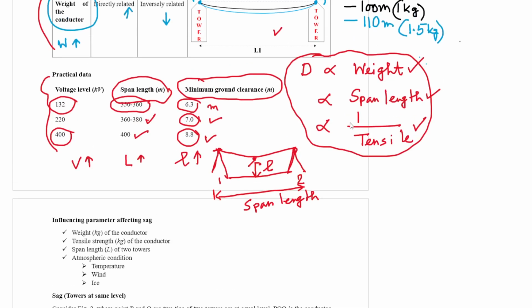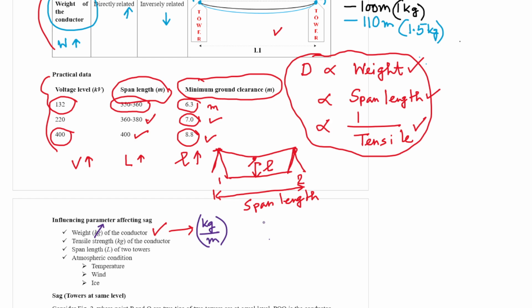Now we shall shortly see on which parameters sag is dependent. First, we have already mentioned the weight of the conductor. When we mention weight of the conductor, it should always be mentioned as weight per unit length. So it's not kg, rather it should be kg per meter. Weight of the conductor should be represented as kg per meter.